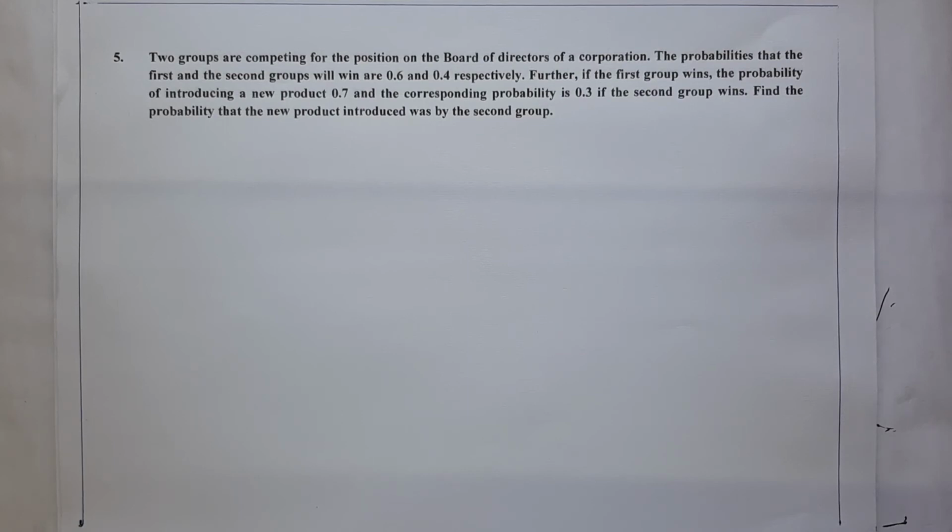Okay, one more question. Two groups are competing for the position on the board of directors of a corporation. The probabilities that the first and second group will win are 0.6 and 0.4 respectively. Further, if the first group wins, the probability of introducing a new product is 0.7, and the corresponding probability is 0.3 if the second group wins. Find the probability that the new product introduced was by the second group. Already two groups are competing for the position on the board of directors of the corporation.